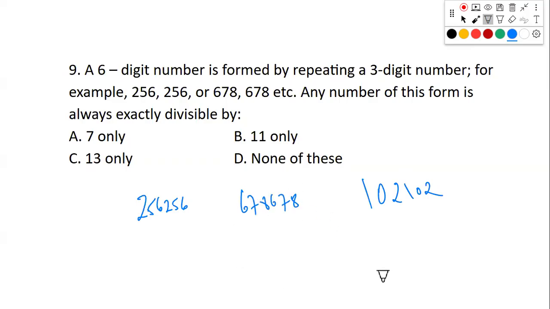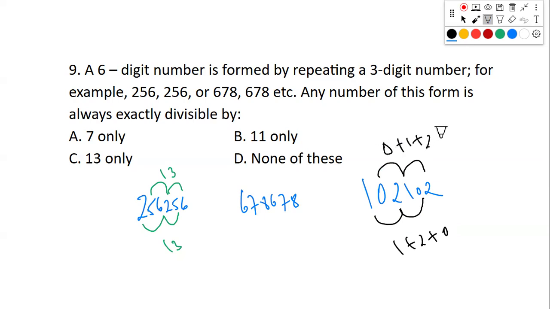Now look at the alternate numbers. You get a clue when it is alternate. So 2 plus 6, 8 plus 5, 13. Again, 5 plus 2, 7, 7 plus 6, 13. So 13 and 13, odd places 13, even places 13. Any number of this form will be like 1, 2, and 0. So 1 plus 2 plus 0. Here also 0 plus 1 plus 2, which is equal to 3. So always divisible by what? Okay, 11.